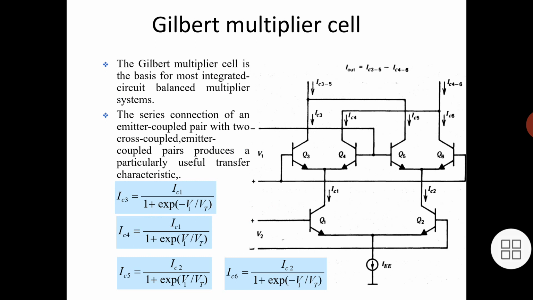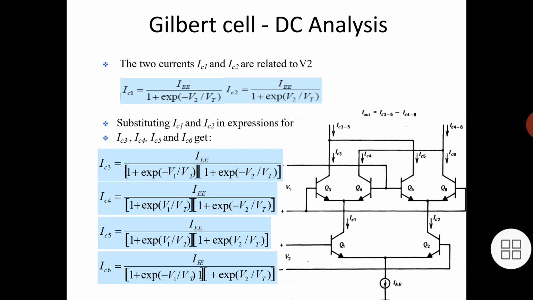So this consists of an emitter coupled pair with two cross-coupled emitter coupled pairs, and let us see the various currents, output currents, collector currents. IC3 is equal to IC1 divided by 1 plus exponential minus V1 by Vt. IC4 is equal to IC1 divided by 1 plus exponential V1 by Vt. IC5 is equal to IC2 divided by 1 plus exponential V1 by Vt. IC6 is equal to IC2 divided by 1 plus exponential minus V1 by Vt.